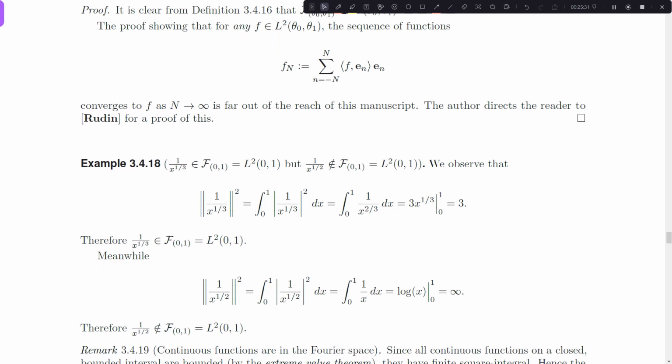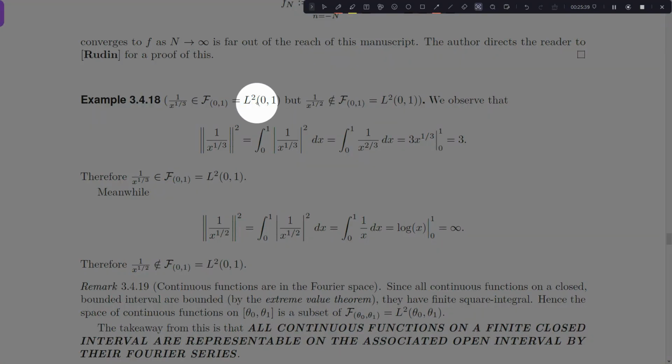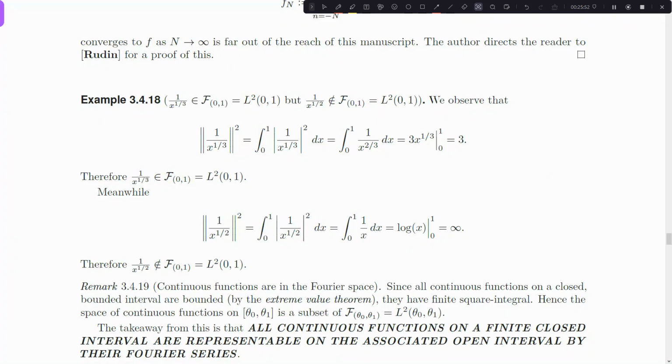So if we want to see that maybe there's something that isn't in an L2 space, you might ask the question, how many things are in L2 and how many things aren't? Here's just a nice example. 1 over x to the 1/3 is in L2, but 1 over x to the 1/2 is not in L2. And we can just do that by computing the integrals of those functions.